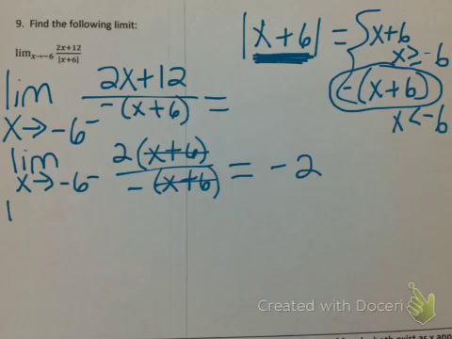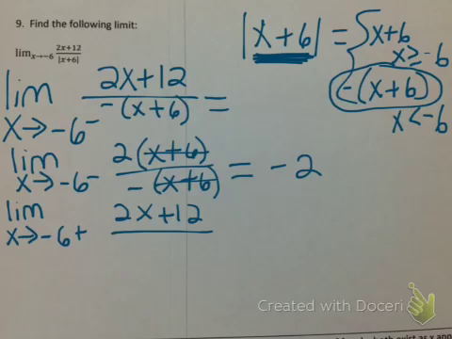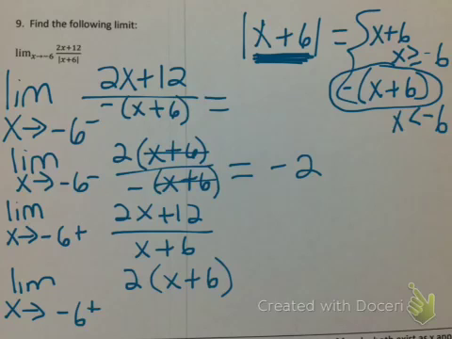Now if I go from the other direction, the limit as x approaches negative 6 from the right, the function would become 2x plus 12 over x plus 6. Again, if I simplify this, the limit as x approaches negative 6 from the right would be 2 times x plus 6 over x plus 6, which would just equal 2.